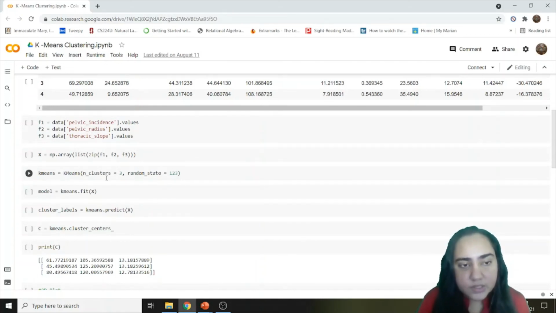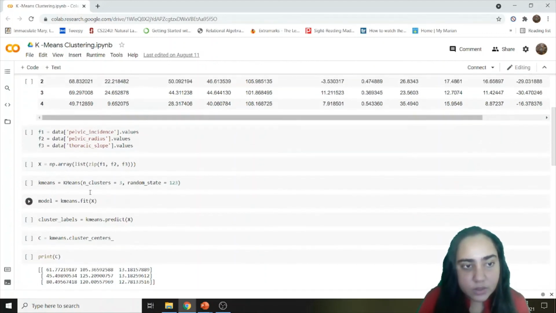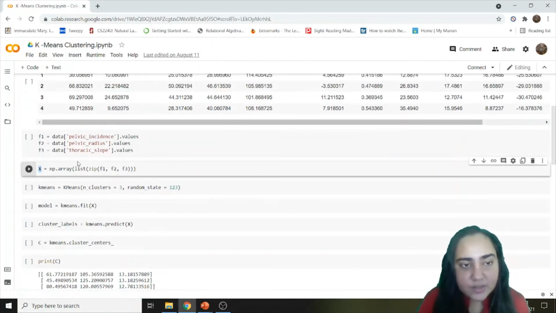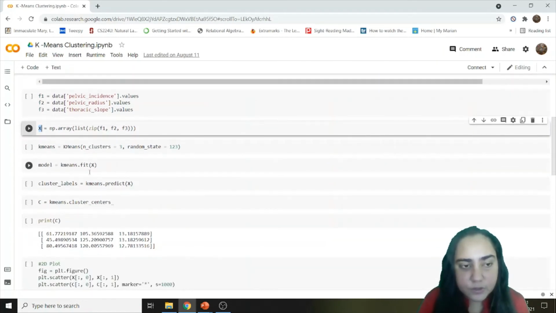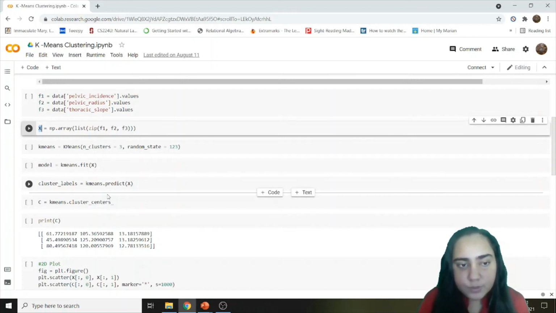Once this is done, now I want to fit my data onto it. So I have this X, which contains these 3 columns that I have picked out, and I want to fit that data into my K-means algorithm. So I'm using the dot fit function in the object that I created earlier. Once it is done, now I want to make a prediction about what data falls into which cluster. Remember, I have 3 clusters. So I want my data to be divided into 3 different clusters. And to do that, I will use the dot predict function and pass X into it and get my cluster labels because I want 3 clusters, okay?